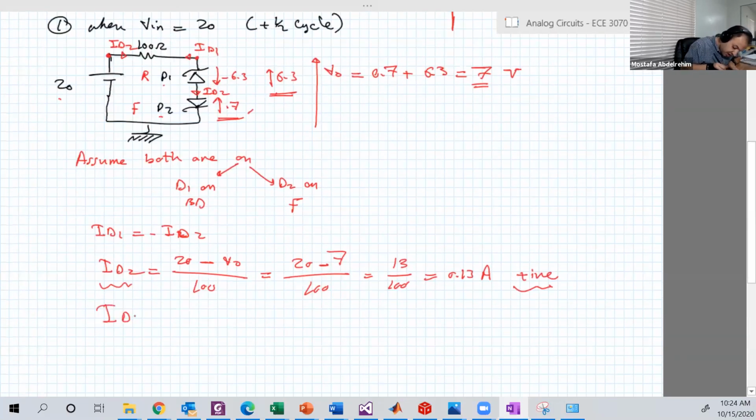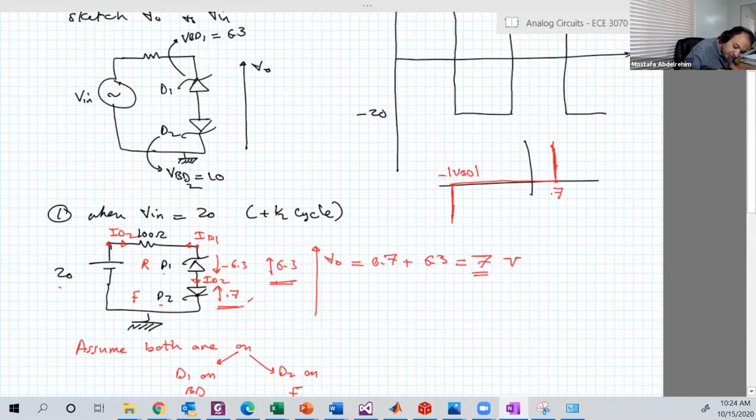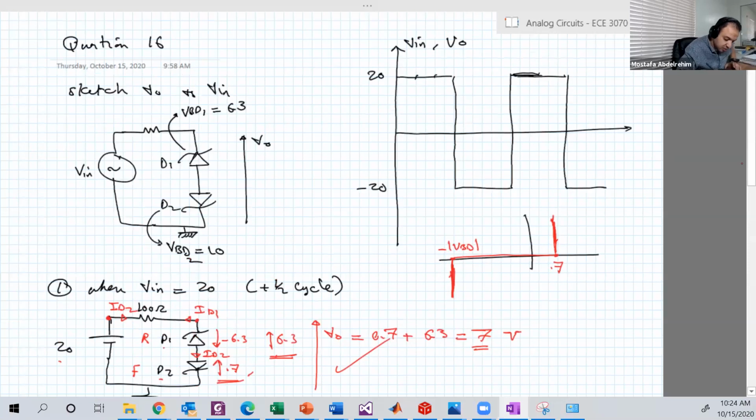And ID1 is equal to minus ID2, so it's equal to minus 0.13 amps. And we want ID1 to be negative. It should be negative. So the assumption is correct, and VO is 7 volt. If we draw VO here, this is maybe 10, so this is 7, for example.